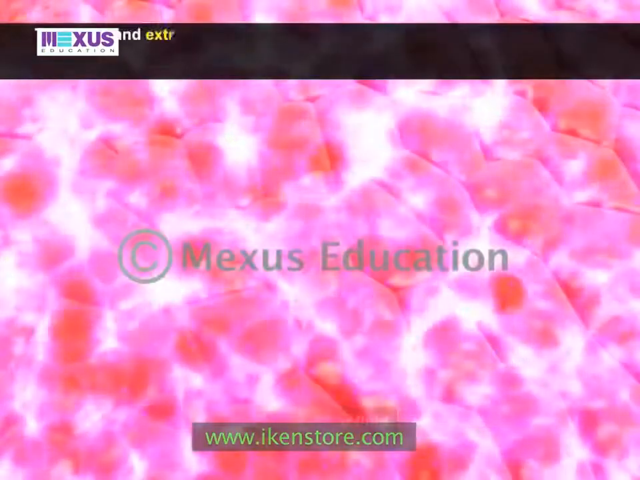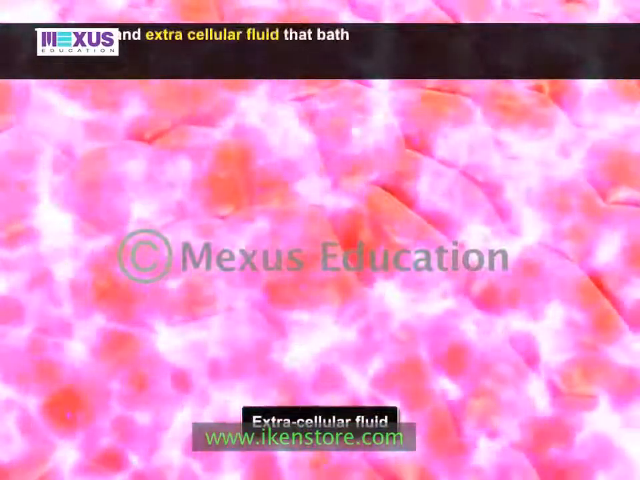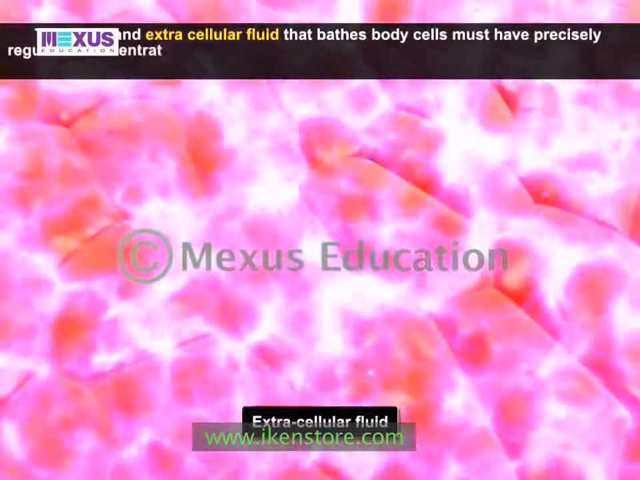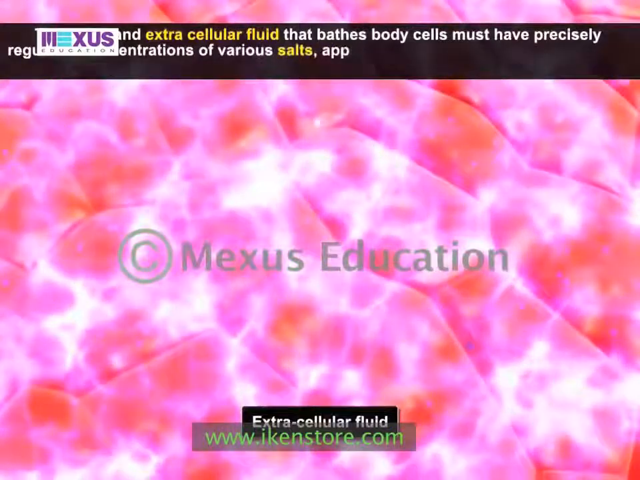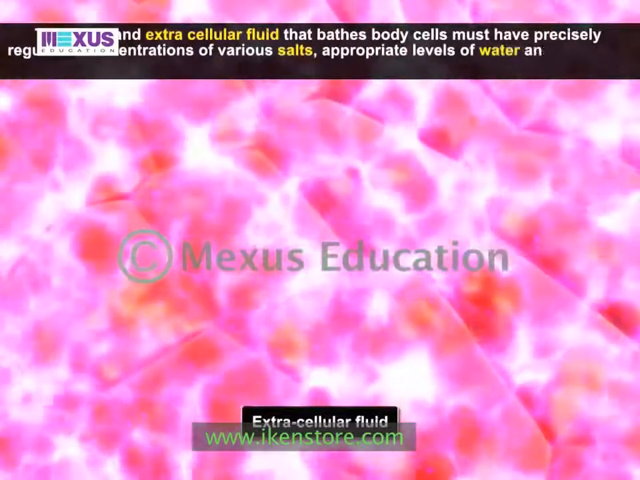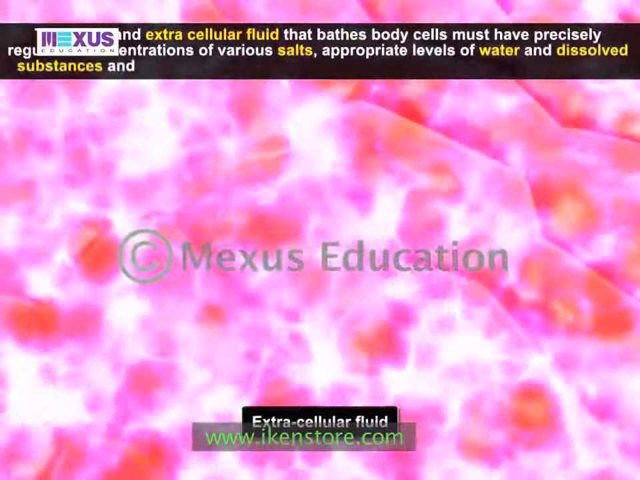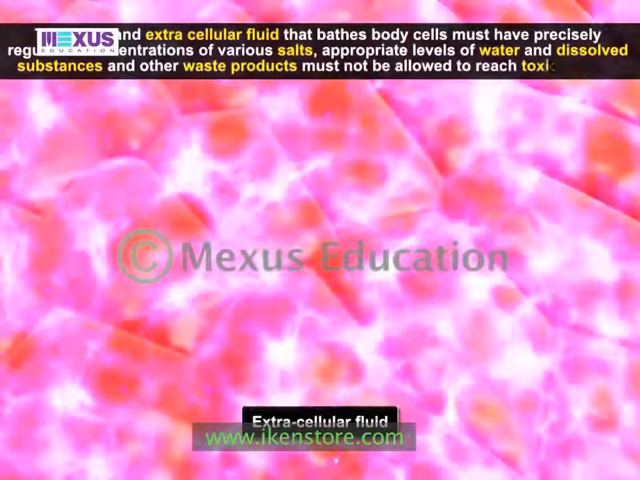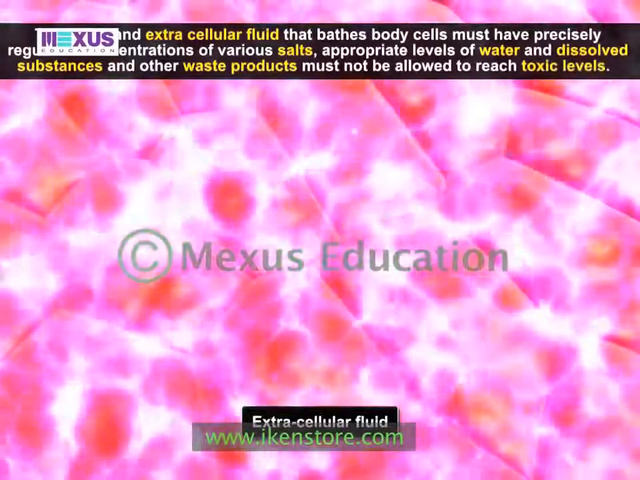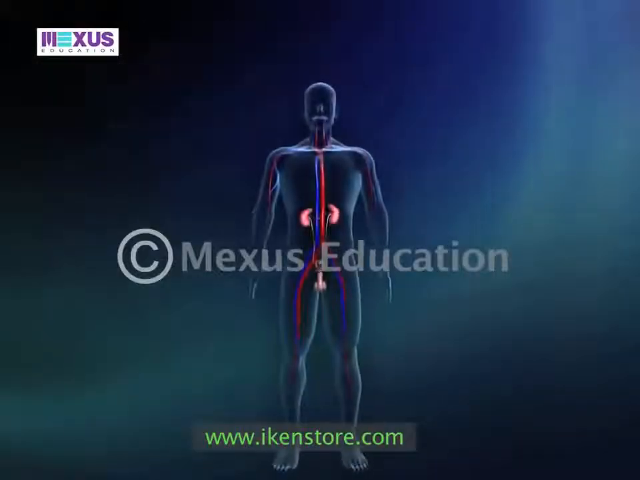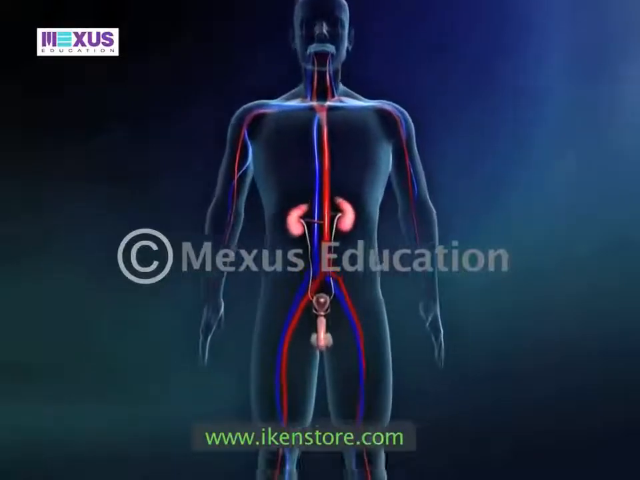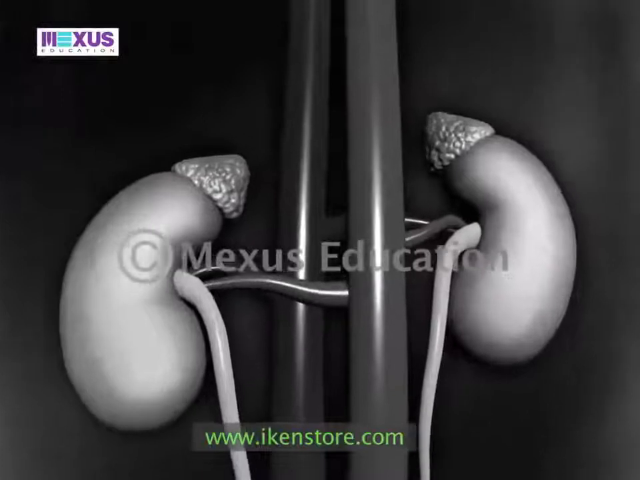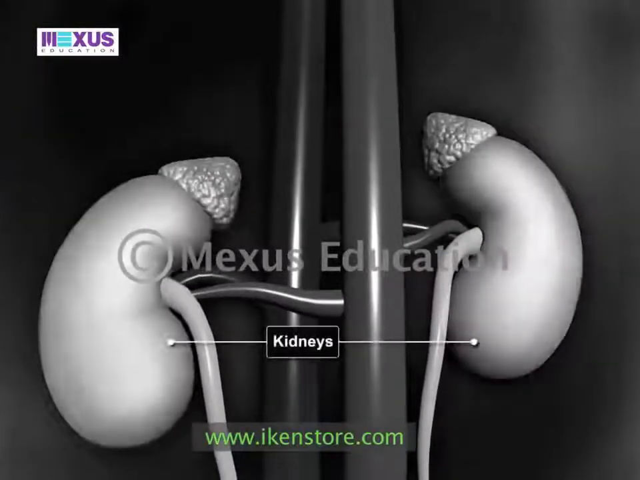The blood and extracellular fluid that bathes body cells must have precisely regulated concentrations of various salts, appropriate levels of water, and dissolved substances, and other waste products must not be allowed to reach toxic levels. The burden of maintaining a proper chemical balance or homeostasis in the body falls largely on the kidneys.